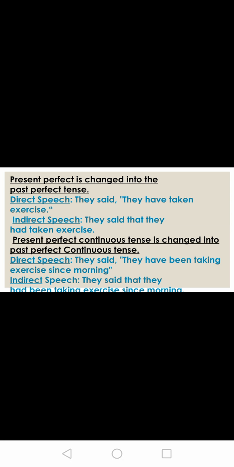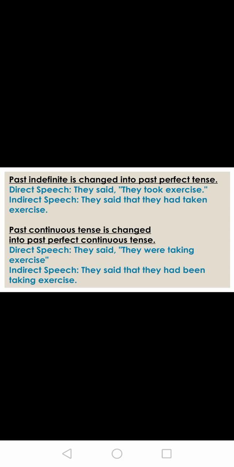Present perfect continuous will change into past perfect continuous. They said, "They have been taking exercise since morning." They said that they had been taking exercise since morning. Now have changed into had, that is present perfect into past perfect. So these are the tense changes of direct speech into indirect speech of present tense. Now we are going to see the past tense.